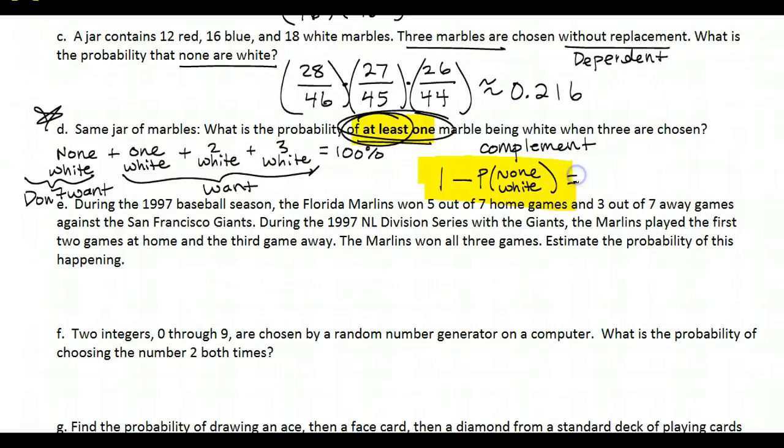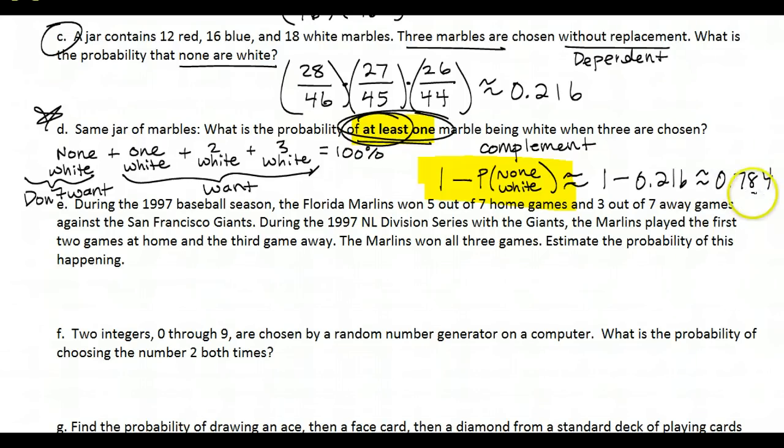This is the way you need to do this problem in this class. There is an alternate method, but we're not going to learn it because it is quite tricky. And the probability of having no white marbles, that's what we just found in example C. And they're also often going to do that to you to try to make it a little easier. So I'm going to do 1 minus 0.216, and I end up with 0.784.